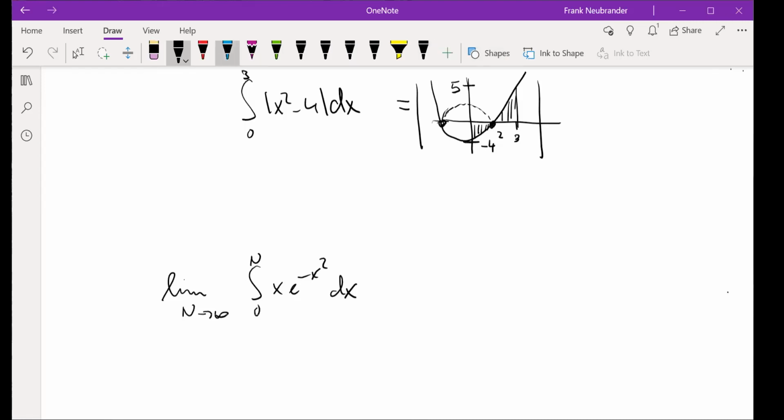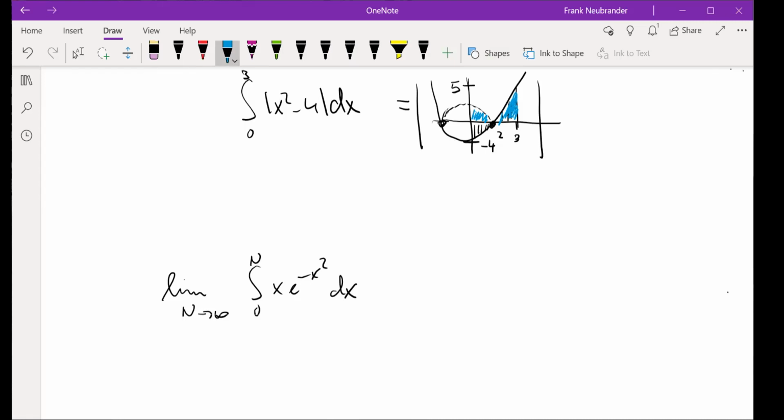So then the area at the end becomes this area here and this area here. x squared minus 4 is the parabola. The absolute value makes the negative pieces of the parabola positive. And now you have to compute this area.